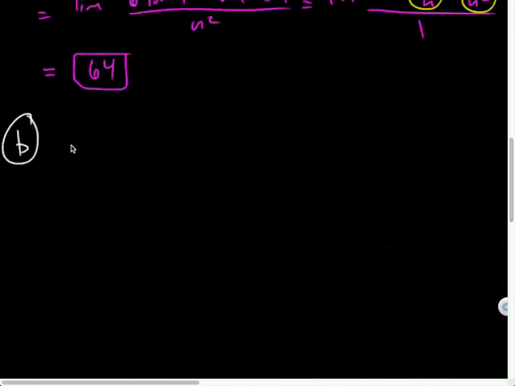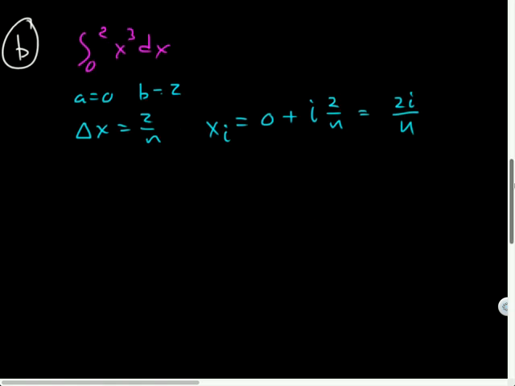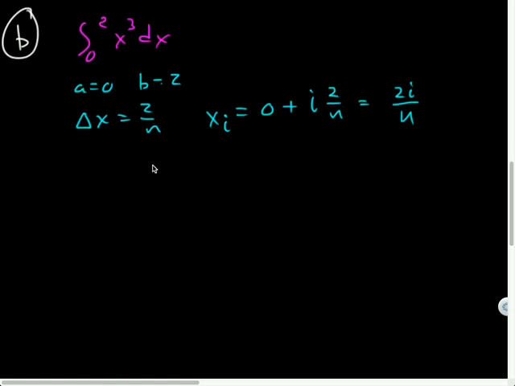So I'm going from 0 to 2. 0 to 2 of x cubed dx. So in this case, cruising right along, a is 0, b is 2. Delta x is going to be 2 over n. X sub i is going to be 0 plus i times 2 over n, or 2i over n. So I'm just going to cruise right along.